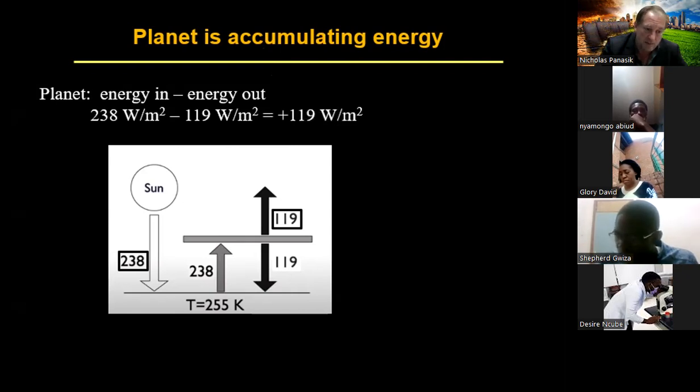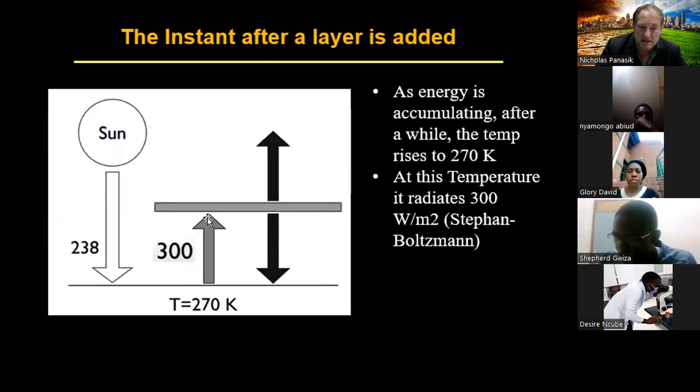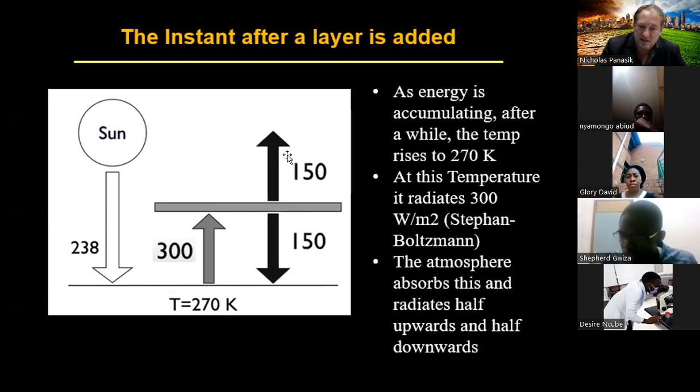So if the temperature goes up, let's go to a higher temperature. So I just picked a higher temperature of 270. At 270, you can calculate that the radiative energy, the black body radiation, would be around 300. Again, half's going to go into space and half's going to come back. So this layer of atmosphere is going to stop half of it. And so only half will go out in space.